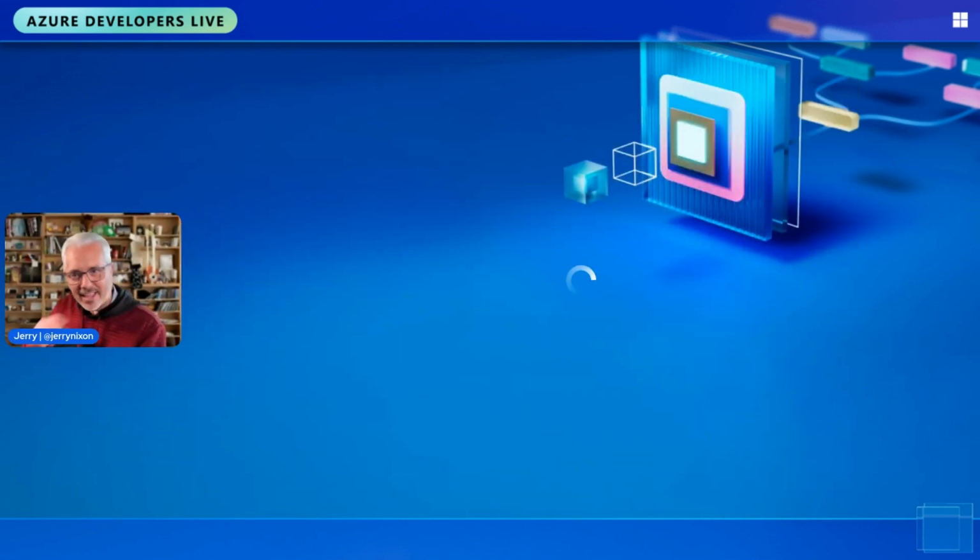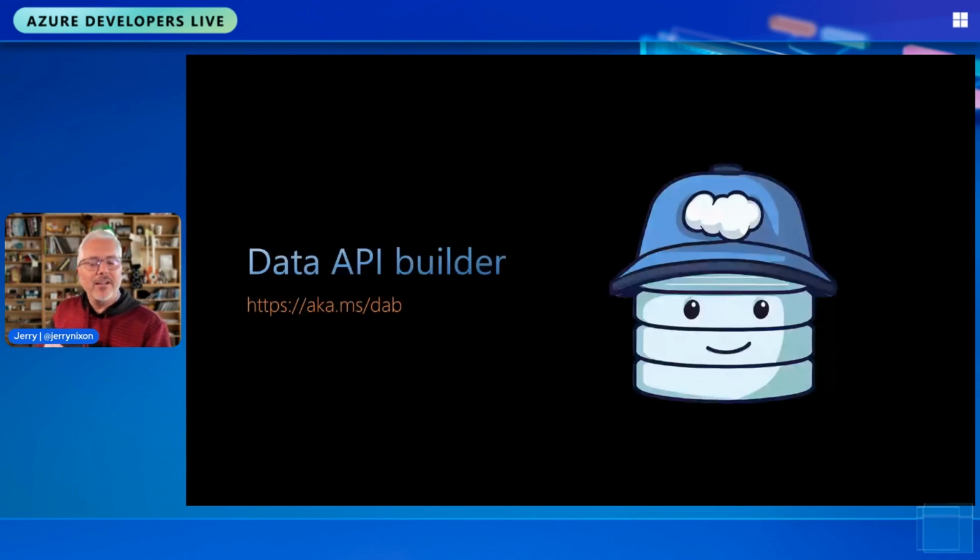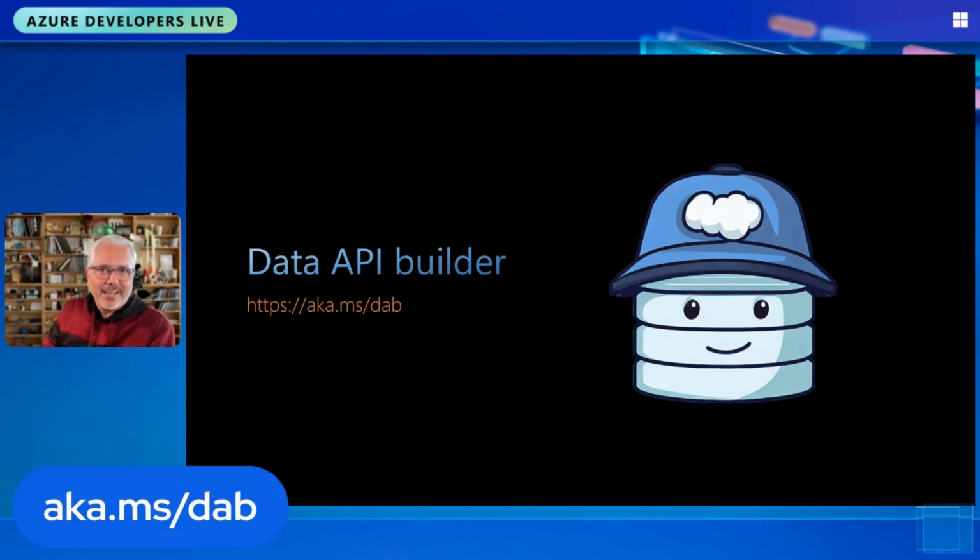And here we go. Let me share my screen here and just get you started. We'll circle back to this, but I want to make sure that you know where to go to find more information about Data API Builder. It is aka.ms/dab, Data API Builder. And so we call it DAB all the time because Data API Builder takes forever to say. And so we've got this cute little logo, but there's far more to Data API Builder than this cute logo.